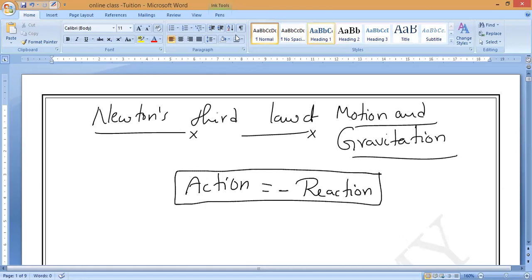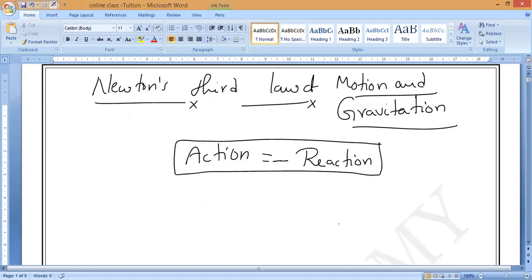That is from the second chapter, force and laws of motion. Is it yes or no? I think everybody has joined. Very good. Thank you. So as we know, action is equal to minus reaction.